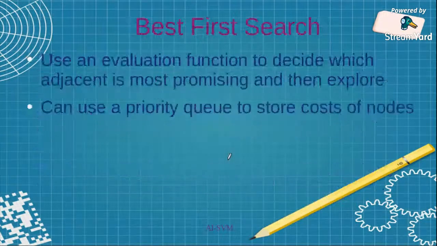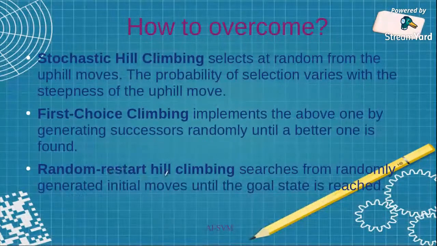How to overcome? You can think of random restart. So whenever you get a solution, leave that. Remember the solution. Restart again randomly at some other place. So do it some number of times and select the best solution you have found till then, and continue with that. The first choice climbing implements the above one by generating successors randomly. So wherever you are, randomly select some 4 points all around you and select which one is giving the best solution. Continue that way.